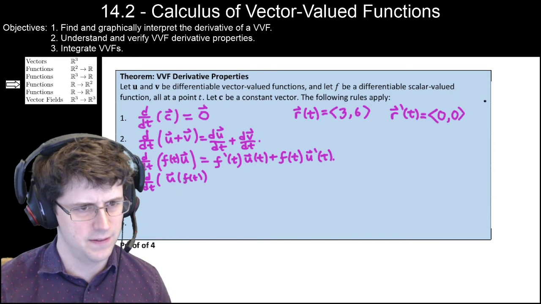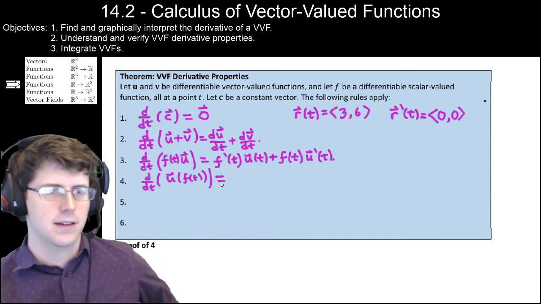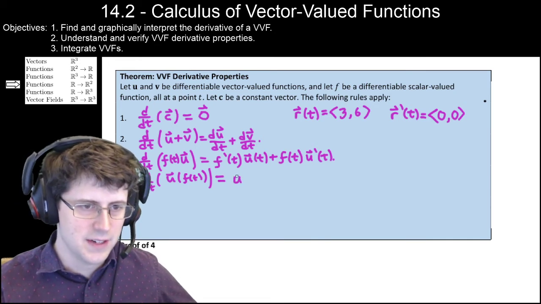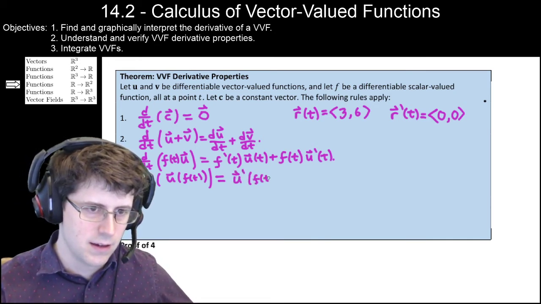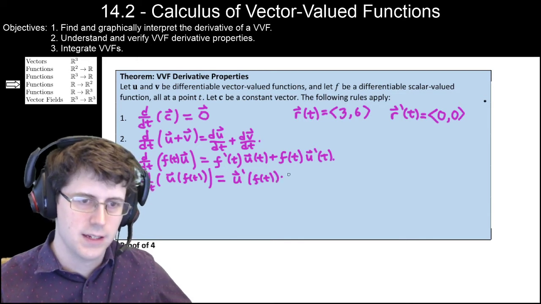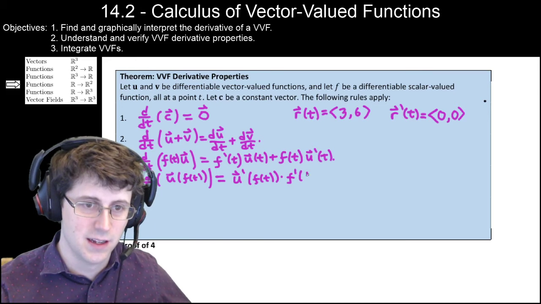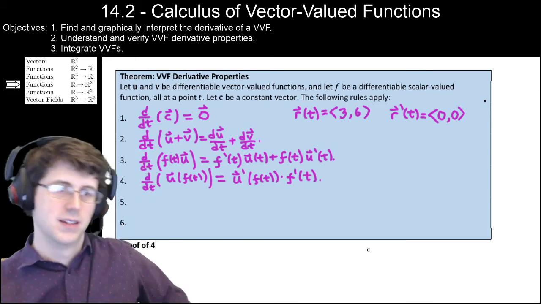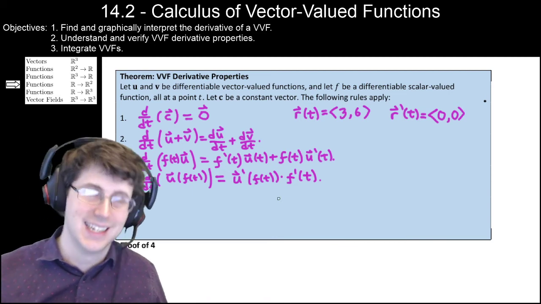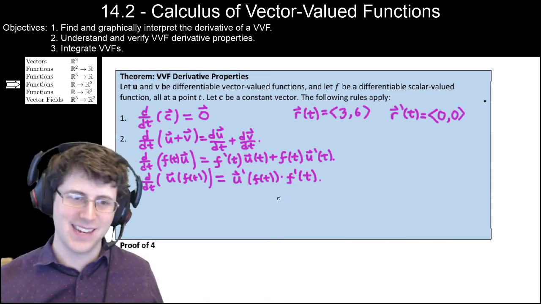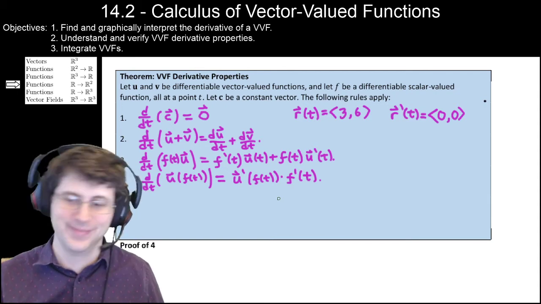If you take the derivative of the whole thing, u of f of t, you get the derivative of the vector-valued function times the derivative of the real-valued function. So it looks like the regular old chain rule, and the difference is that one of the functions is vector-valued.